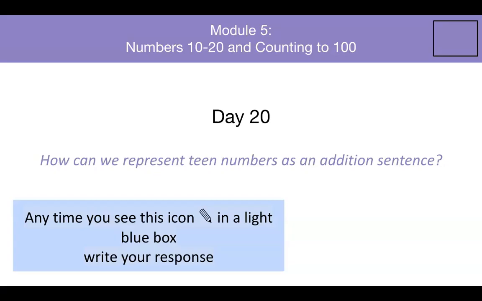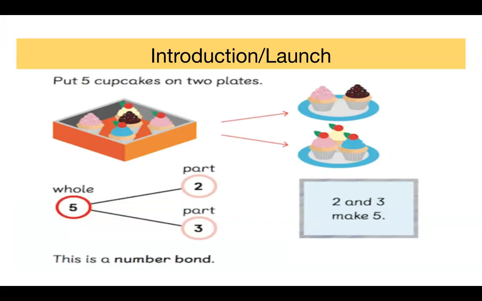So how can we actually represent teen numbers as an addition sentence is our question. And we are specifically targeting the numbers 11 through 19, as our kindergarten students are working on counting up to 100. So we are using these number bonds, and it's really important that our students understand them because it is a foundational piece of math for them down the road.